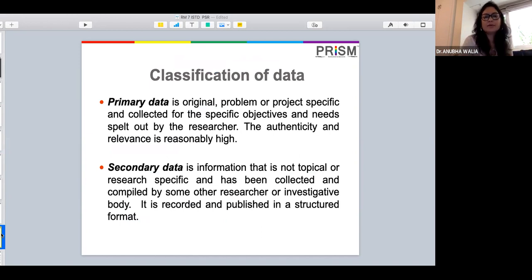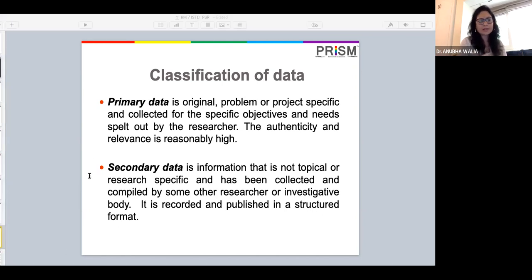So yes, primary data, as I mentioned, is original. It's problem or project specific and collected for a specific objective. And secondary is not topical or research specific and has been collected and compiled by some other researcher, by some other people, and so on, right? So you will see that when we talked in session 4, where we went deep dive into the research aspect. The best part of primary research, nowadays, is that we are in a technology-driven world where meaningful data is more valuable than gold, because big data is such that there is so much data available, but what data to use is very, very important.